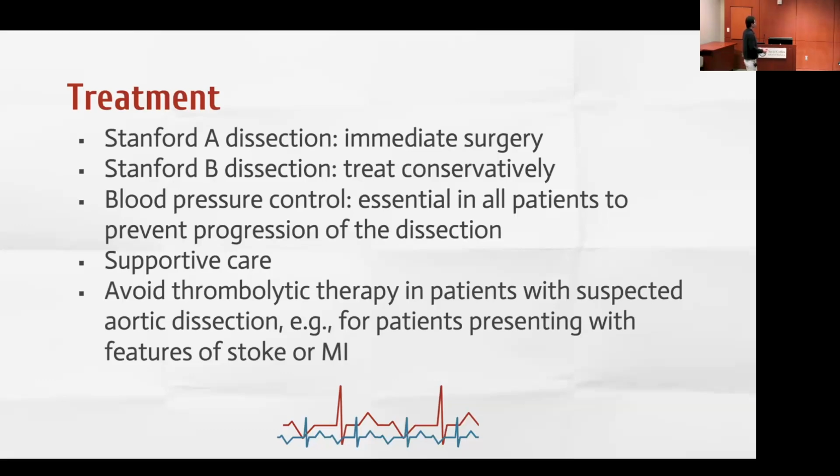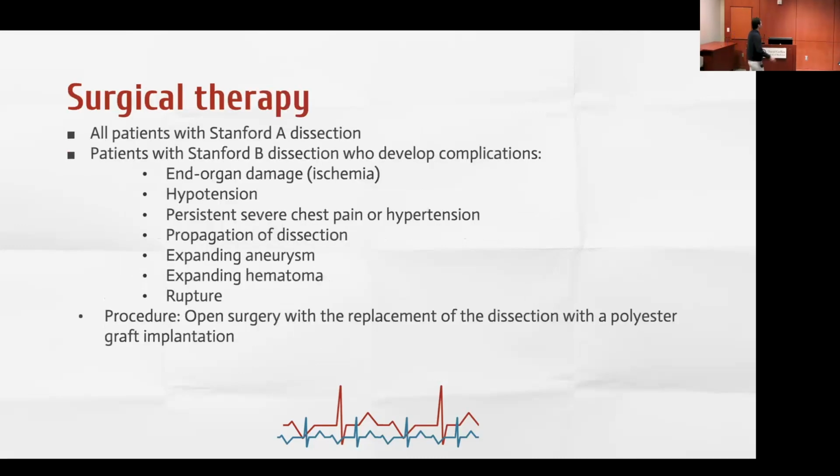Blood pressure control is essential for patients regardless, so lowering that blood pressure, and also making sure their blood pressure doesn't go too low, right? So having that fine balance, supportive care. And this is a subtle point. We don't want to give thrombolytic agents to these patients who have dissection because they could be at risk for an MI or stroke. Surgical therapy should be done for all Stanford A dissections.